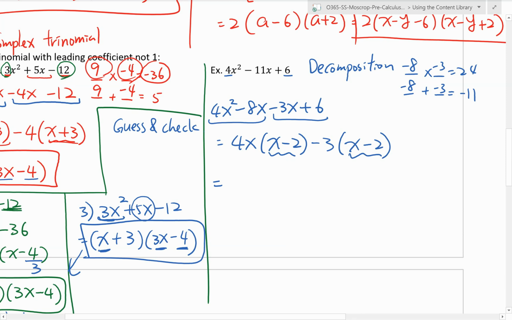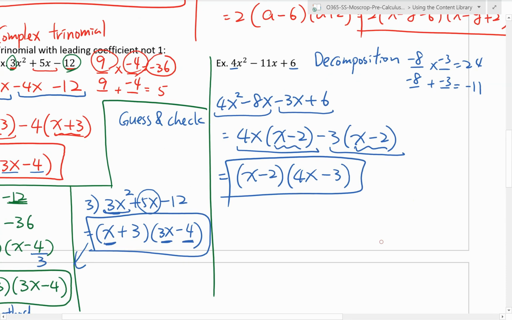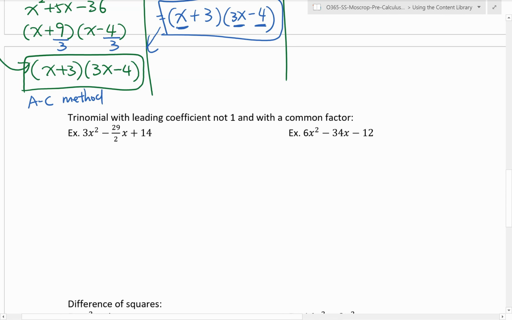Okay, if they are the same, like what we have here, then you can factor x minus 2 out. If you take x minus 2 out of the first term here, you end up with 4x. If you take out the x minus 2 out of the second term, you end up with minus 3 there, or negative 3. So that's the answer. If you want, you can try this question with AC method or just guess and check. Okay, moving on. We actually have a few questions left.